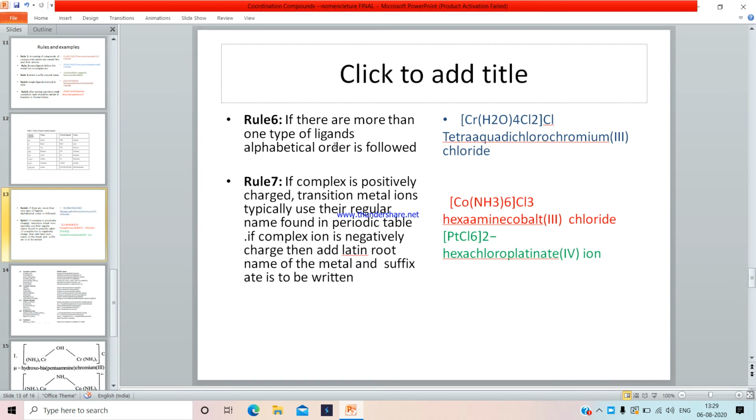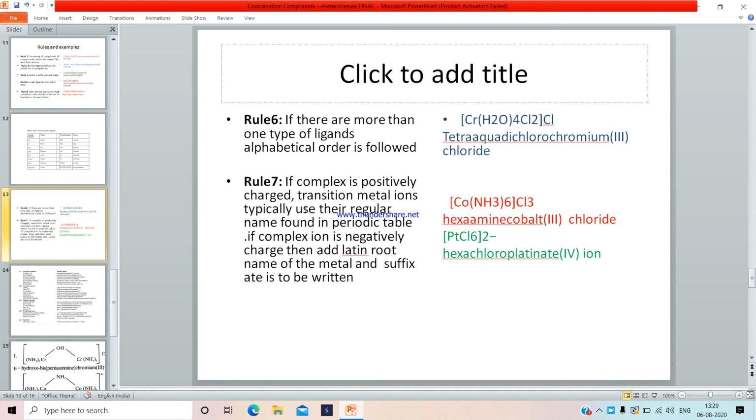Now, if there are more than one or two ligands, if there are many ligands, then how to name the ligands? Alphabetical order is followed in naming of ligands. In this example, water, aqua, begins with A, and chlorine, chloro, begins with C. So alphabetical order is followed. Water is named first, aqua, so tetraaqua, dichloro. Chlorine next, aqua first. That is how this name is written.